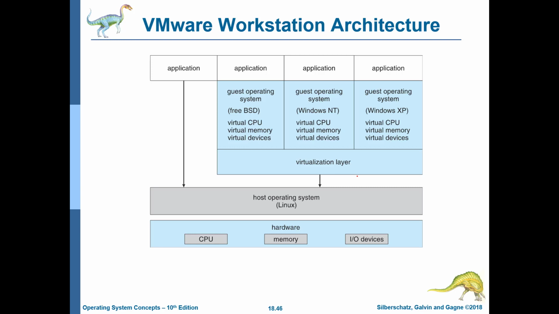So this would be an example of a typical VMware-like system where we have the hardware, we have the host operating system with applications, and then we have a virtualization layer where we are running different guest operating systems. As you can see, FreeBSD, Windows NT, Windows XP, they are all different.